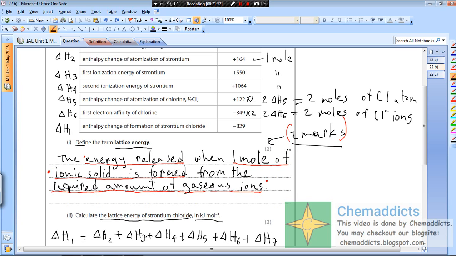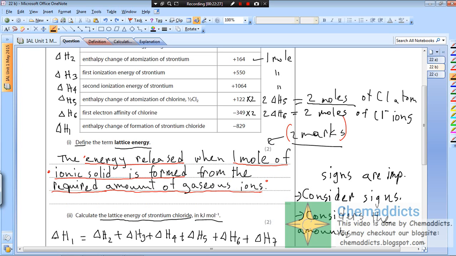Here is another thing, that the signs are really important. Since the signs are important, always look out for signs. Most of the students make mistakes by not considering the signs and not considering the amounts. This is another important thing: they didn't look out for the moles. Here this is for 2 moles and this is for 2 moles. So always consider signs and always consider moles.